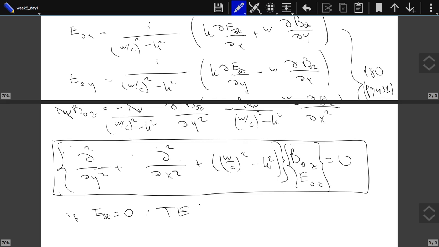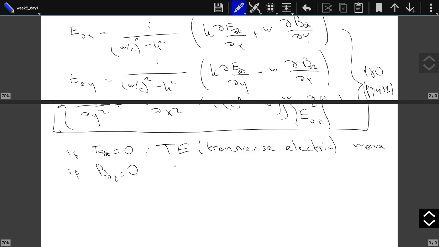So this is TE, transverse electric wave. If B0z is equal to 0, well, this time the B field is transverse to the direction of propagation. Then we call it the transverse magnetic wave.